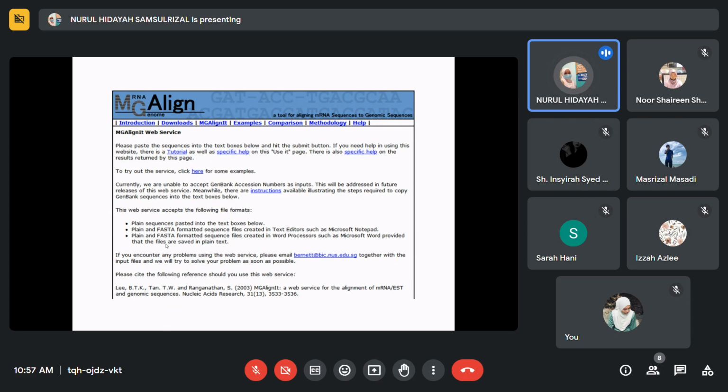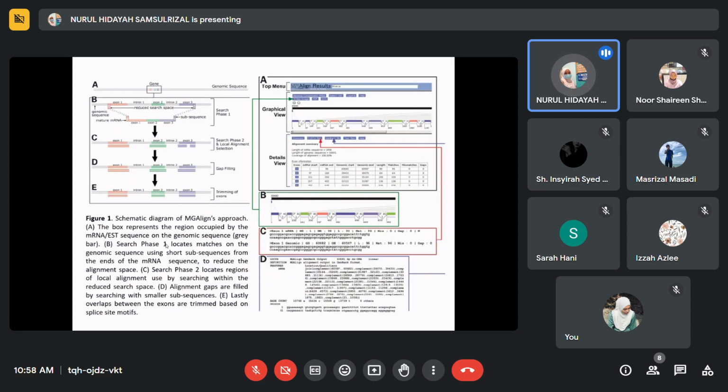Okay, it's not strict kepada satu format saja. So ada setengah-setengah tu you boleh upload dalam FASTA saja, which is yang daripada text editor. Dia tak boleh, tak semua boleh terima yang daripada Word sebenarnya. Tapi MG Align, dia boleh terima yang dalam Microsoft Word. Which is kalau ada setengah-setengah orang tu, dia tak pandai nak pakai Notepad. Dia lagi prefer tu pakai Microsoft Word. Dia bolehlah pakai ni untuk tengok dia punya alignment tu. So nanti dia akan keluarlah dekat sini.